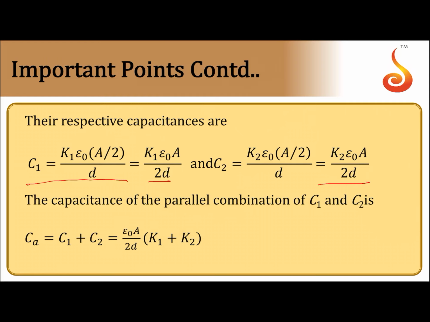Now the effective capacitance will be the parallel combination of C1 and C2, that is epsilon naught A by 2D into K1 plus K2. Or you can also write this as epsilon naught A divided by D into K1 plus K2 divided by 2. So this will be the effective capacitance.